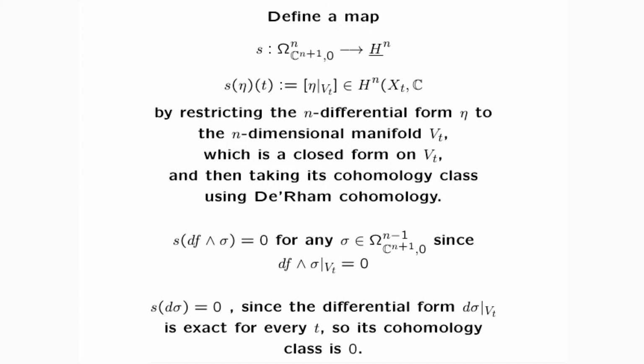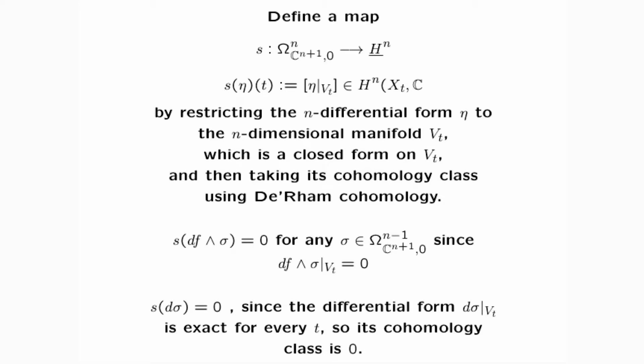And so what you do is you take the n form, you restrict it to the fiber, and you take its cohomology class. And a holomorphic n form restricted to an n manifold is always closed. So it gives you a class. So this gives you some sections of the bundle over the punctured disk. Here we're doing it over the punctured disk.